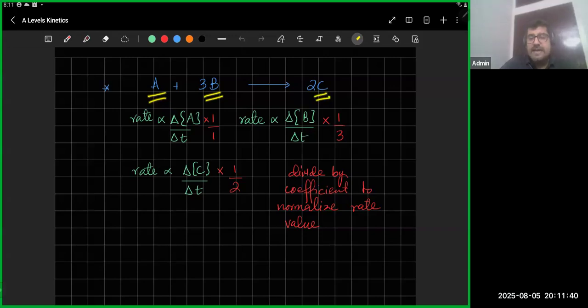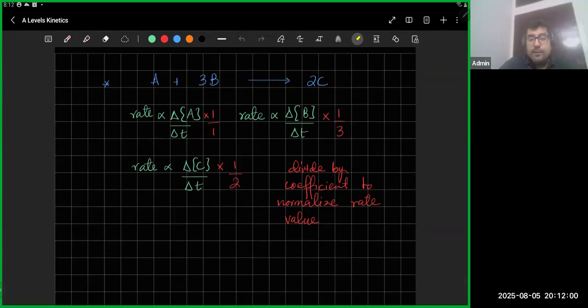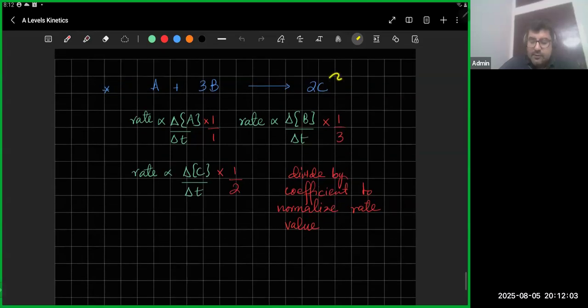So when you define rate as the change in concentration with respect to time, one issue is that the change in concentration of B is going to be 3 times the change in concentration of A. If every 1 second, 1 mole of A gets used up, then in that same second, 3 moles of B are going to get used up. And in that 1 second, 2 moles of C are going to be produced. So change in concentration of B, because there are more particles involved, would be a lot higher compared to A, right? So since it is the same reaction, what needs to happen is that you need to normalize this.